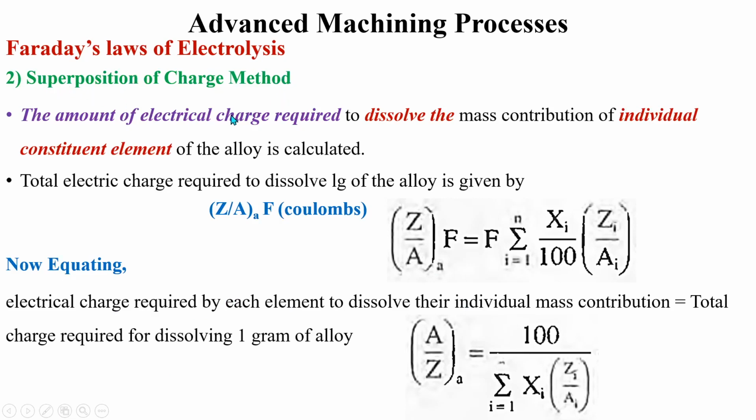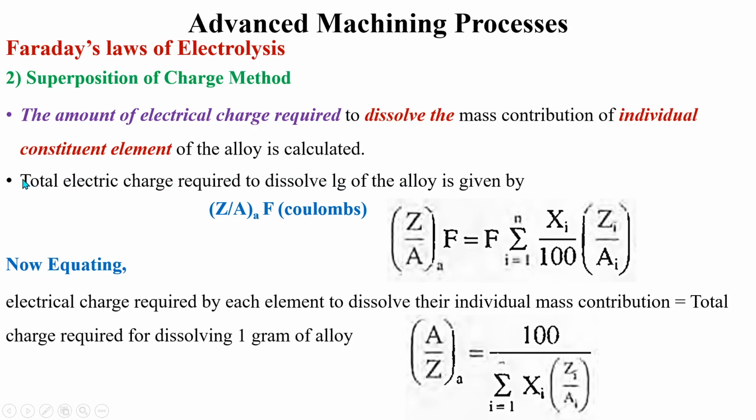In this case, we are calculating the amount of electrical energy or electrical charge required to dissolve the individual constituent element of the alloy. So the amount of electrical charge required to dissolve the individual constituent element of the alloy is equal to the total charge required to dissolve 1 gram of the alloy.